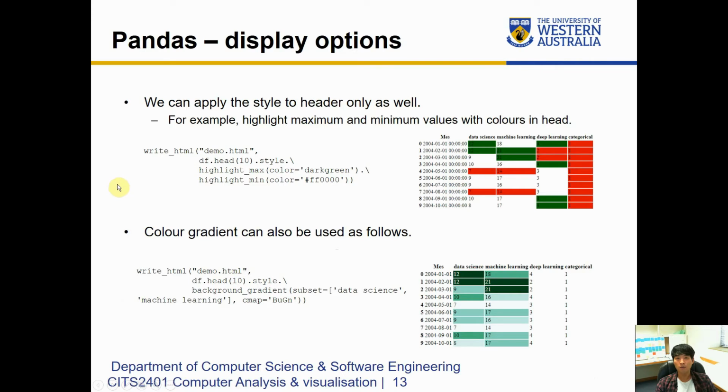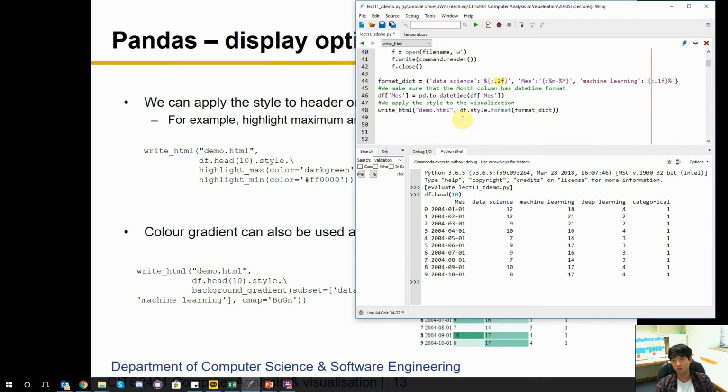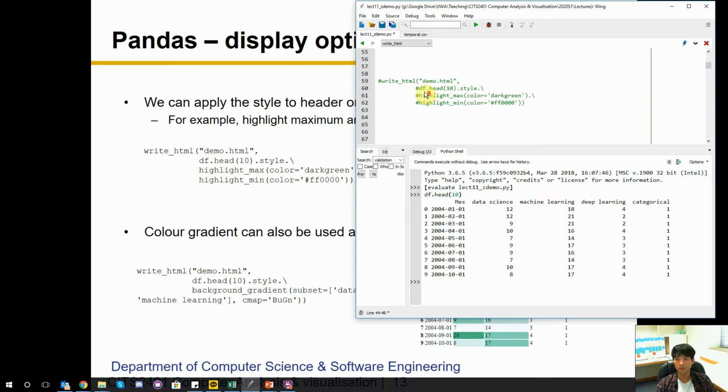Okay, we can improve our display options using colors as well. For instance, we can highlight maximum and minimum values with colors in the head. So, df.head(10).style. That's what we're going to try. So let's comment these and uncomment these.